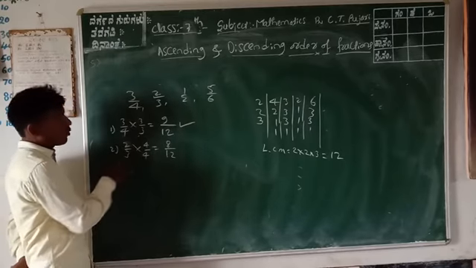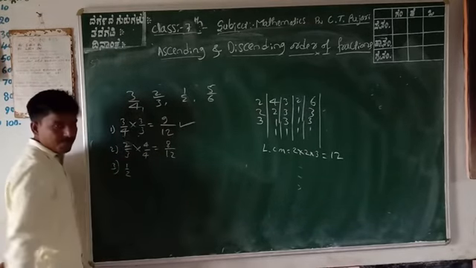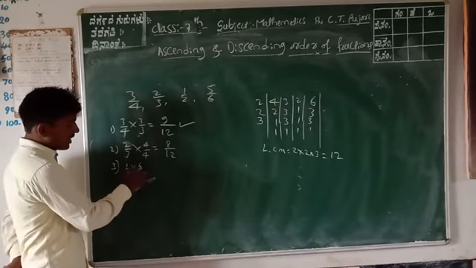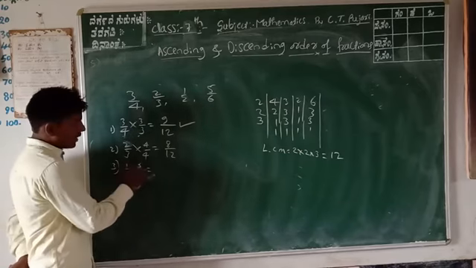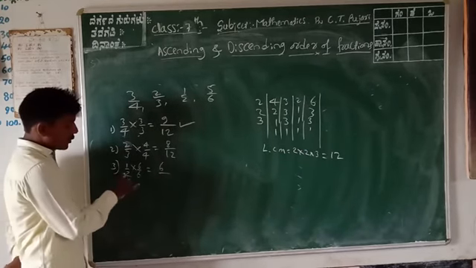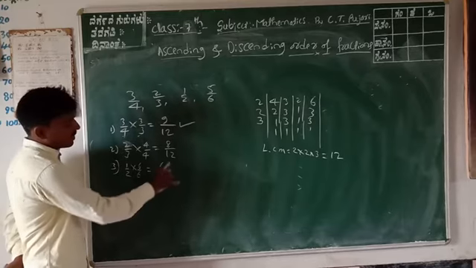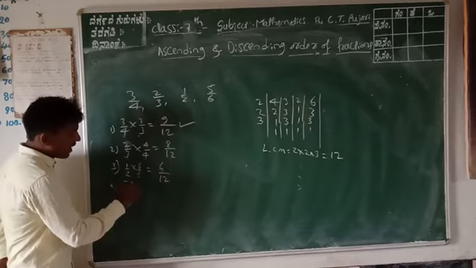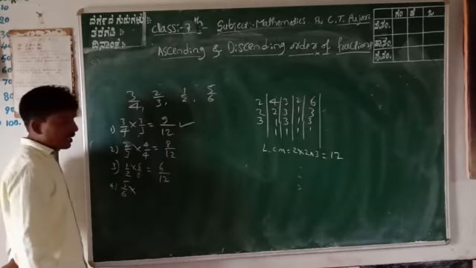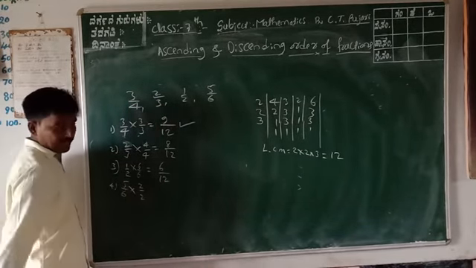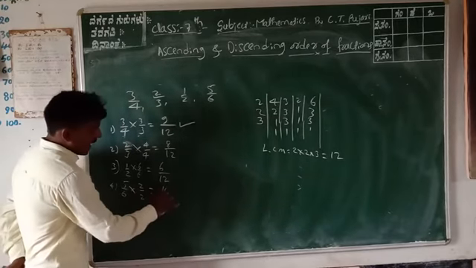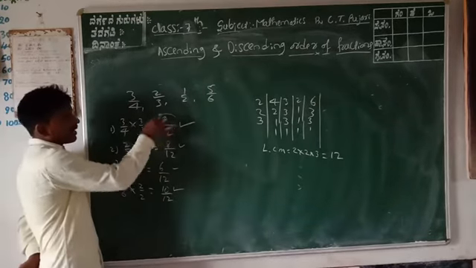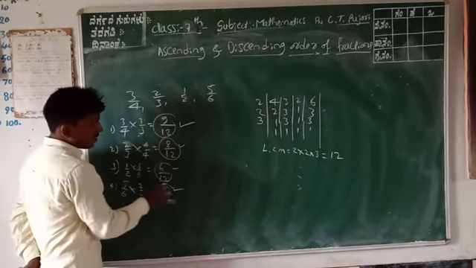Third one is 1 by 2. The denominator is 2, you can make the denominator 12 by multiplying by 6 by 6. 1 into 6 is 6, 2 into 6 is 12. Again the denominator is 12. The last one is 5 by 6. You multiply by 2, therefore 5 2s are 10 over 12. Again the denominator is 12. All the rational numbers have denominator 12.